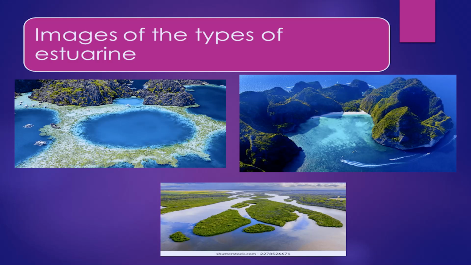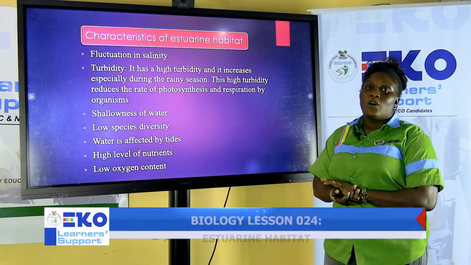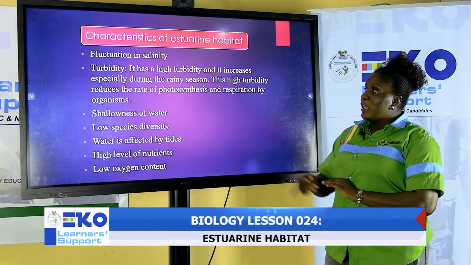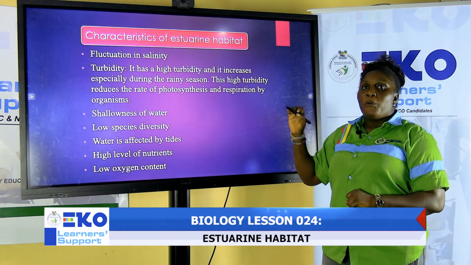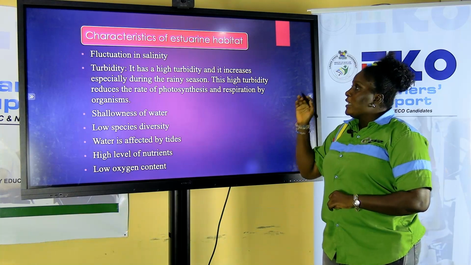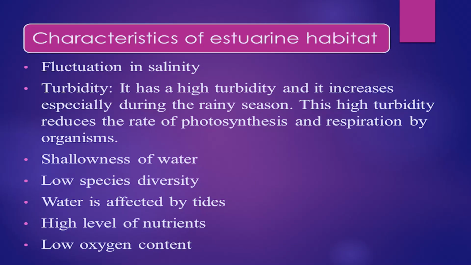Now let's look at the characteristics of estuarine habitat. Do not forget that when I was explaining that of marine habitat, I told the learners to take note: do not just write size, density. Always explain your characteristics in a sentence. Now, for estuarine habitat, there is fluctuation in salinity. That means the concentration of salt fluctuates.